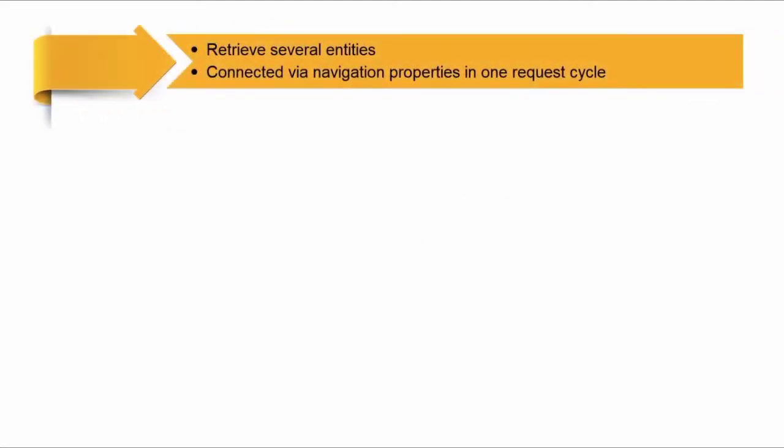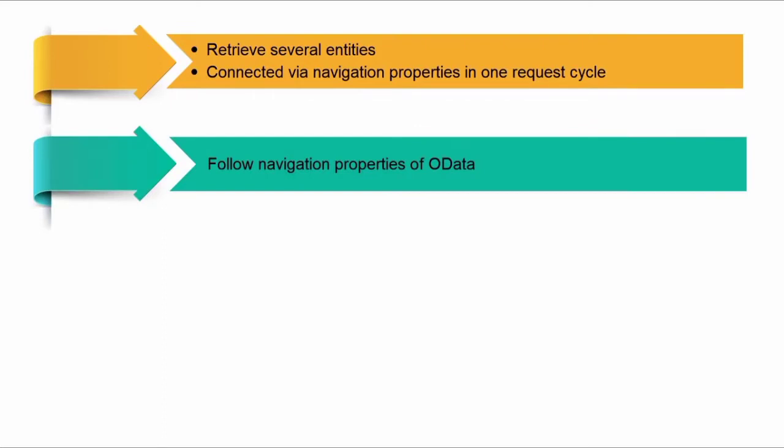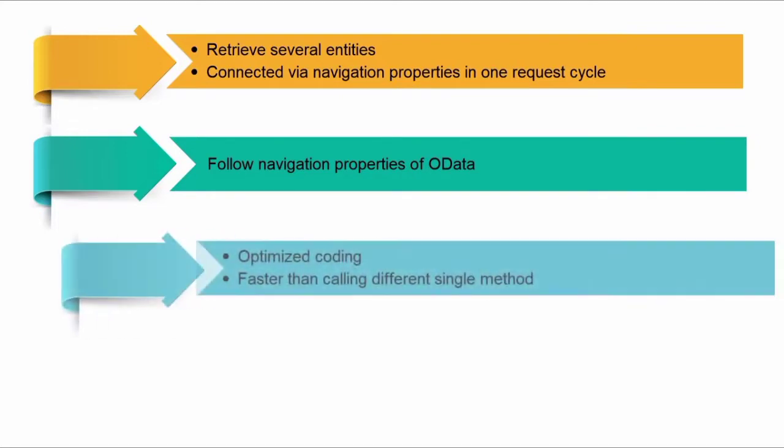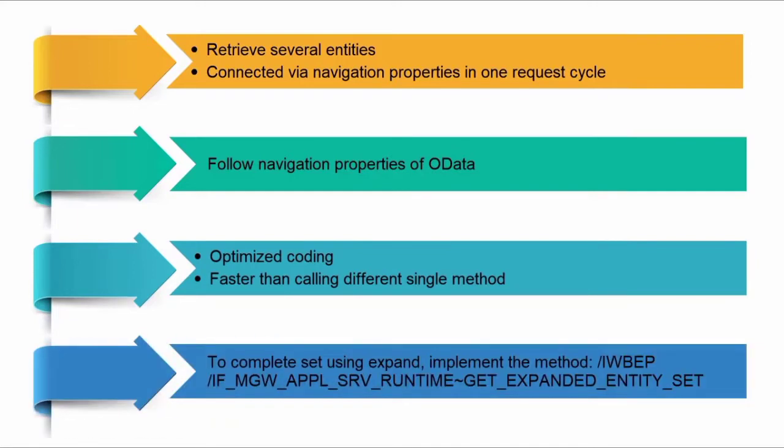Expand is a query option that is used to retrieve several entities that are connected via navigation properties in one request or response cycle. When using $expand, follow navigation properties of an OData service. Optimized coding can be implemented that is faster than calling the different single GET entity and GET entity set methods. When using self-expand for a complete set, implement the method in the data provider extension class mentioned here.